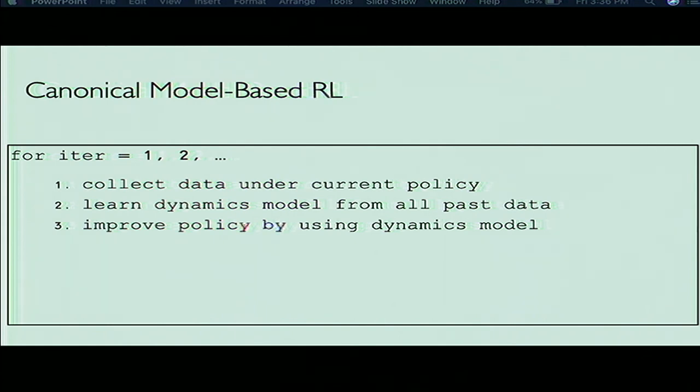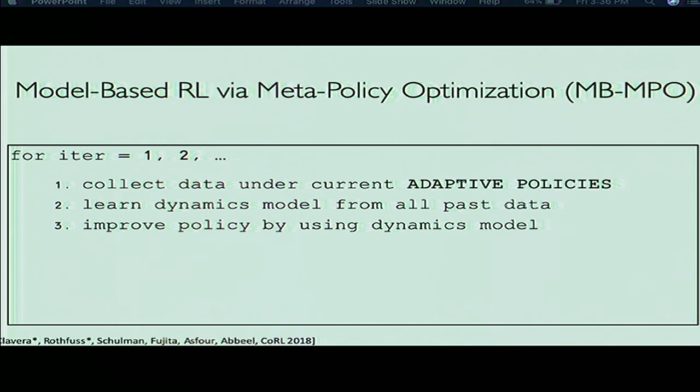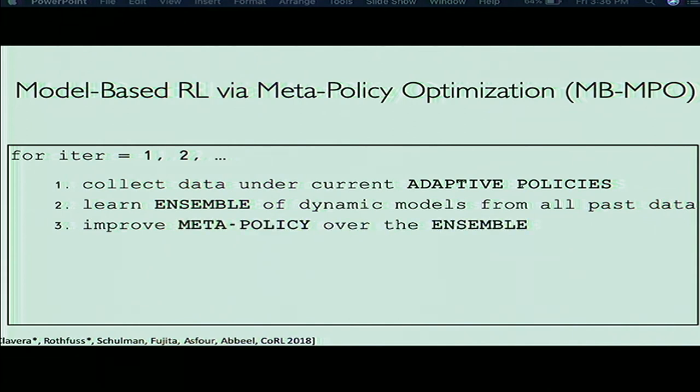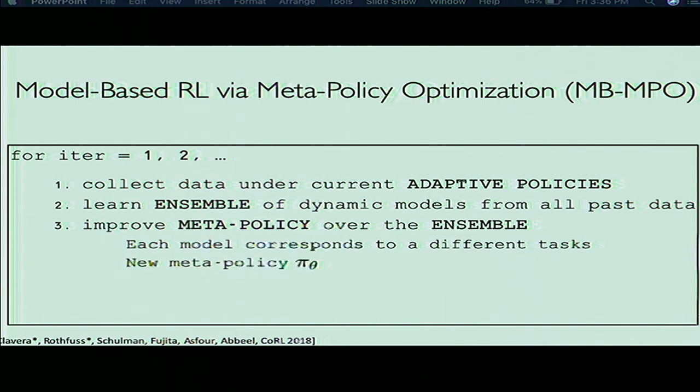So this is how canonical model-based RL works. You first collect data with your current policy, learn the dynamics model using all the previous data, and improve your policy. What we did instead is collect data under our adaptive policy, because now we have a meta policy. And instead of learning a single dynamics model, we learn an ensemble of them. And then we improve this meta policy over the ensemble. So the key thing is that each model corresponds to a different task. So what we actually learn is a policy that is able to adapt to different dynamics. And then in the real world, it will be able to adapt to the dynamics of the real environment. So at each iteration, we get a new meta policy and a new set of adaptive policies.